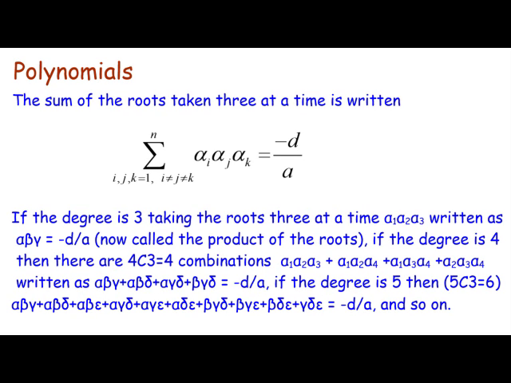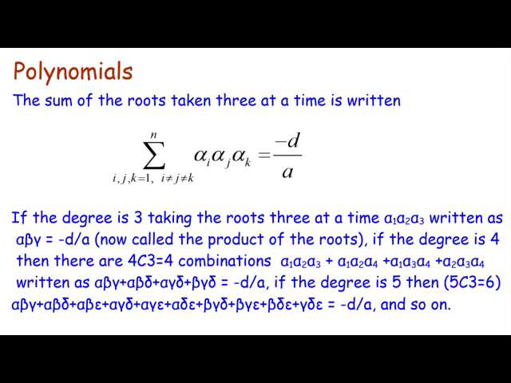And at degree 3, 3C3 is 1. So for a degree 3 or cubic equation, the sum of the roots taken 3 at a time would in fact be the product of the roots, which is minus d on a. You can see here the oscillating sign, plus, minus. That comes from the original expression.